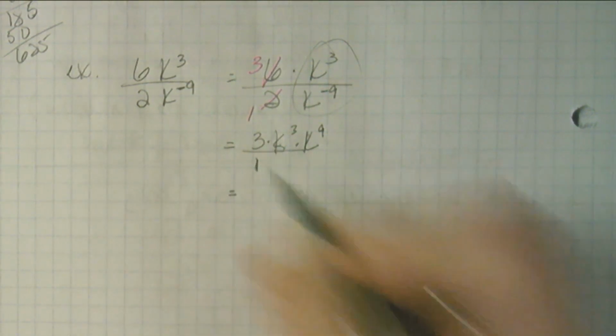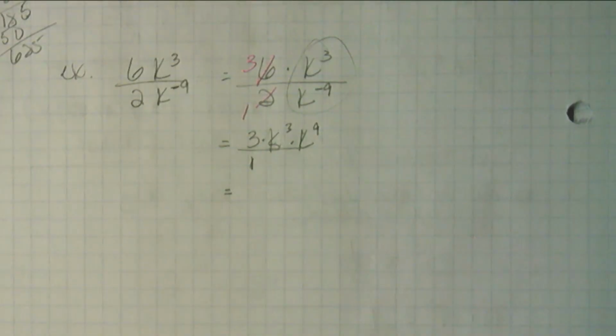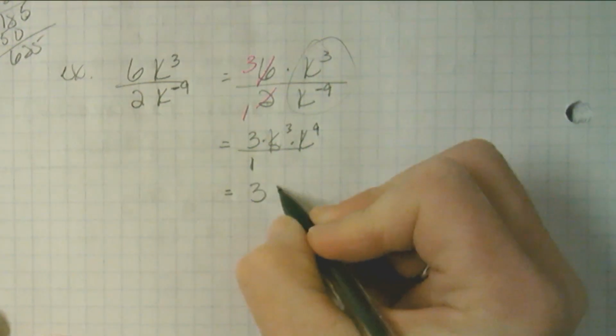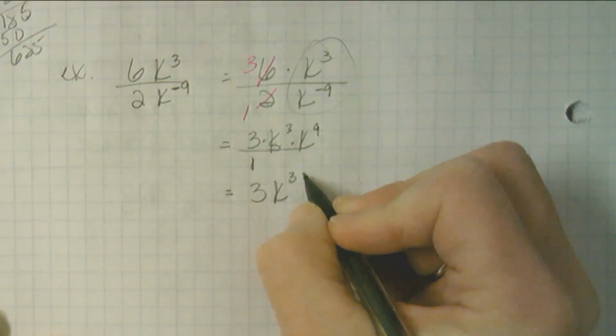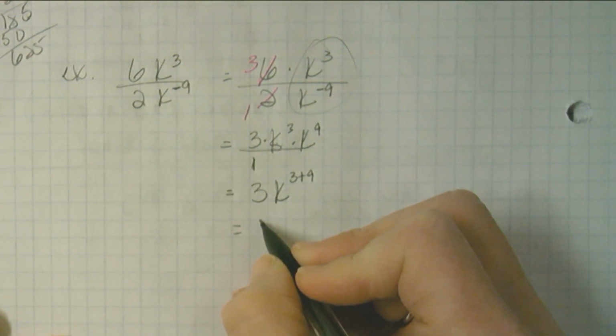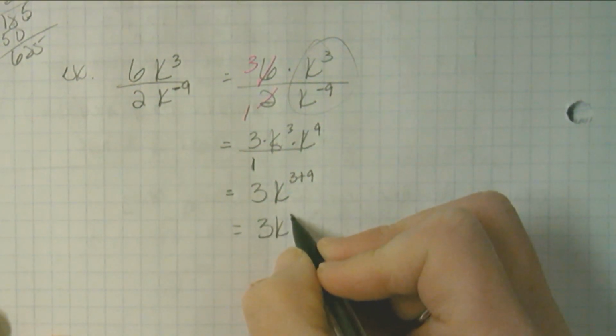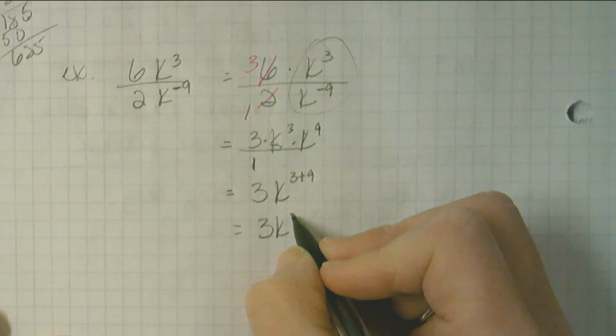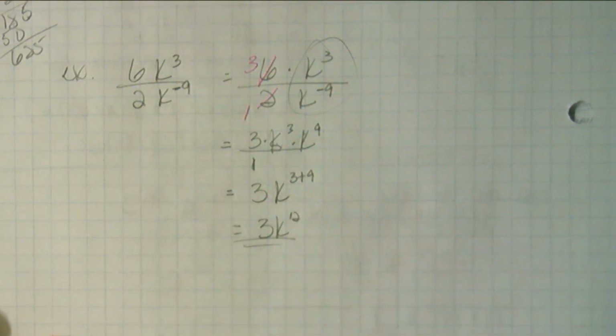Now what would I do from there if this is the way that I did it? Cameron? Okay, and what's my final? 3 times k to the 12.